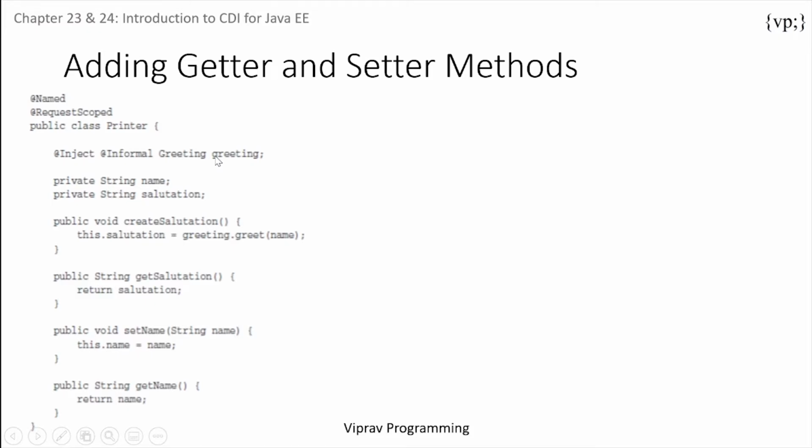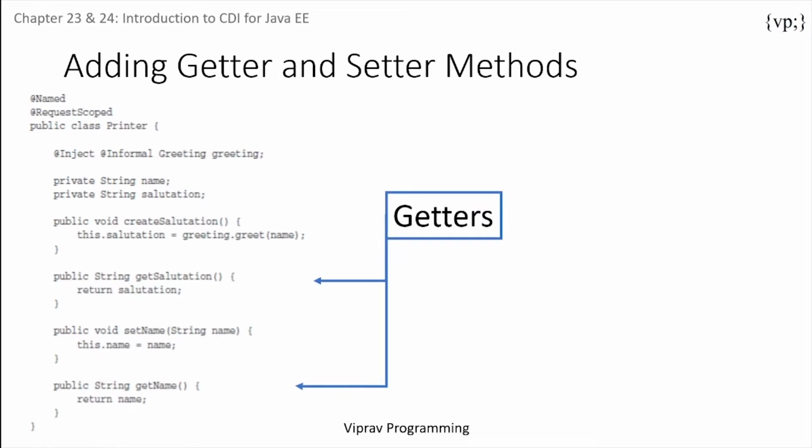Now, let's take a look at adding setter and getter methods. This is actually really simple. Setters and getters make the managed bean accessible. With that, the bean is finally complete with all these setters and getters. So let's take a look at how to use this managed bean.